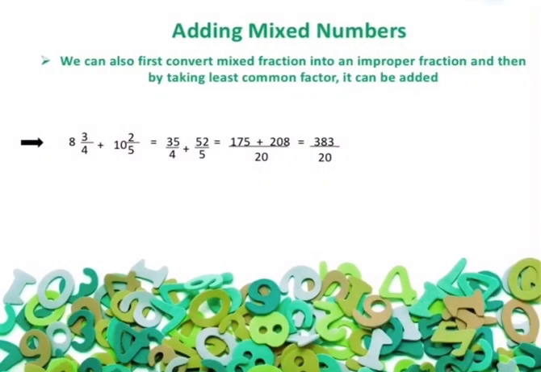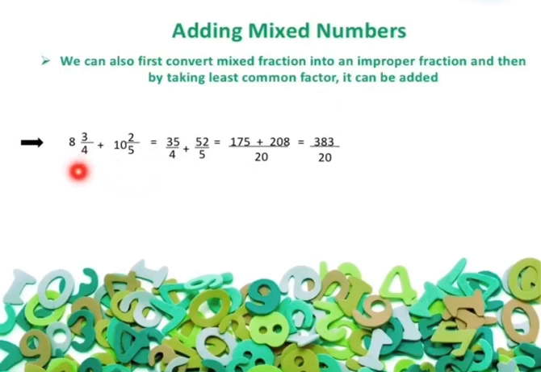Now we can also use another method, that is, we can first convert the mixed fractions into improper fractions. Then by taking the least common multiple, that is, by converting them into equivalent fractions, we can add. Likewise, you can see here, this is a mixed number 8 and 3 by 4 plus 10 and 2 by 5, which is converted into improper fractions.